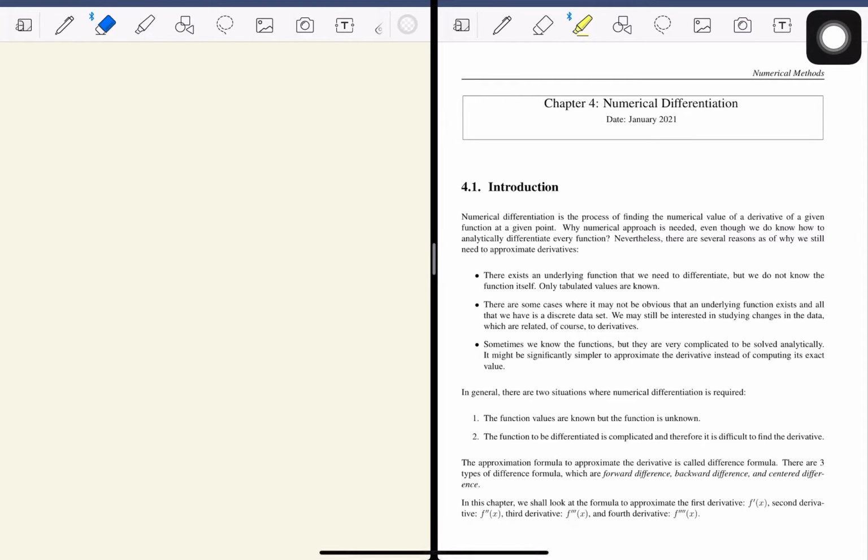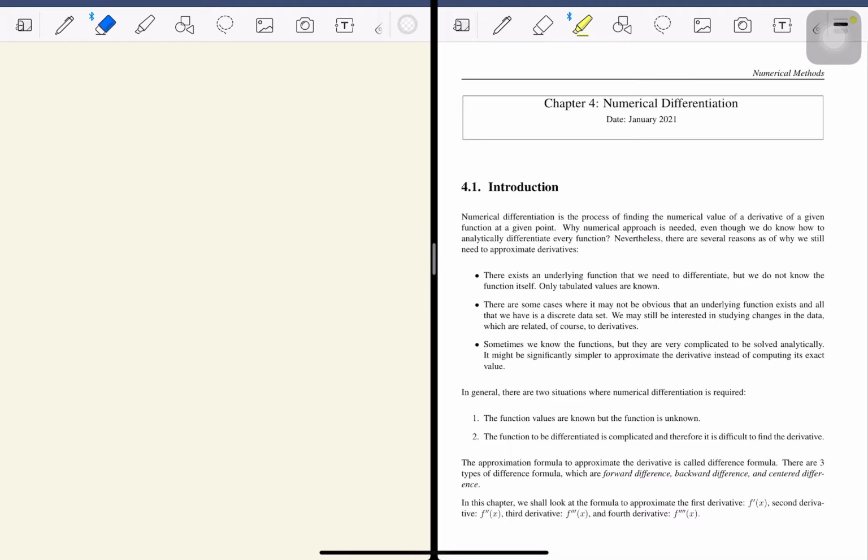Okay, so now for the new topic, we're going to learn numerical differentiation. I believe that everyone is familiar with differentiation. Previously we have a given function, and you can just differentiate based on the function. But then we will see the difference with the numerical differentiation that you will learn in this chapter or in this course.